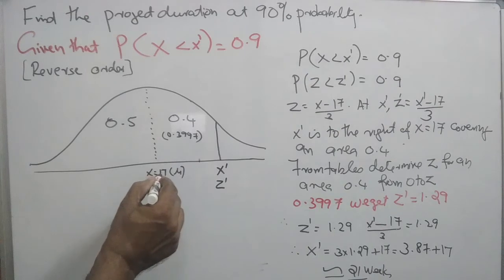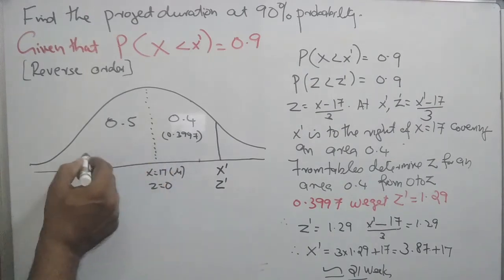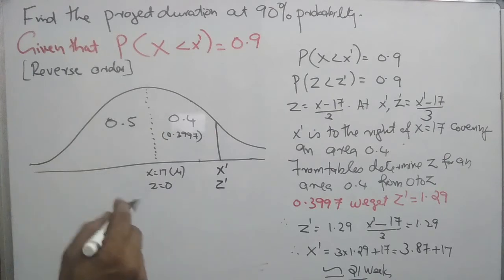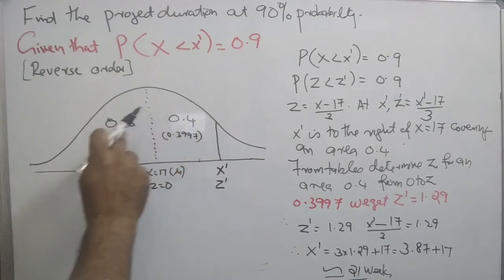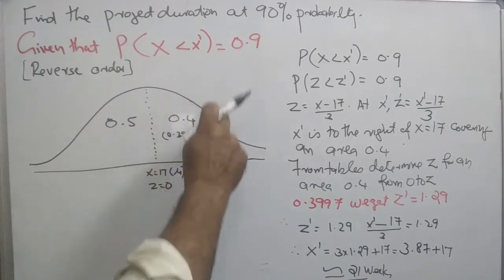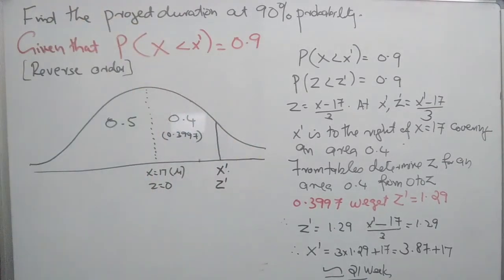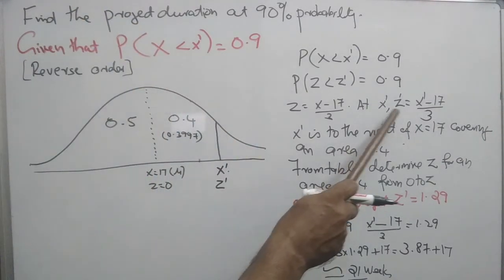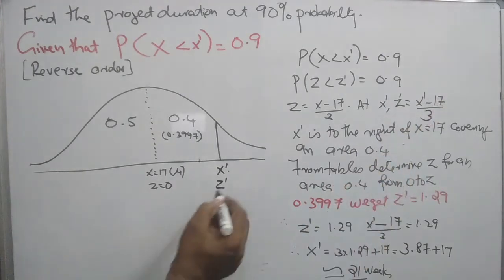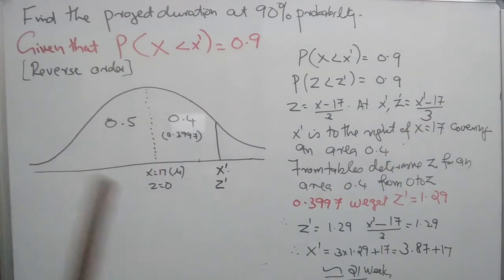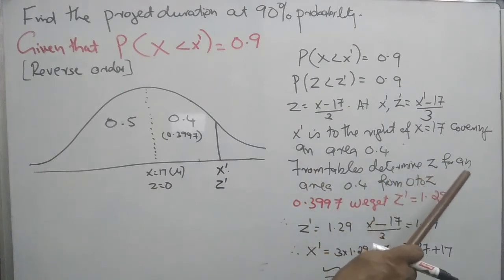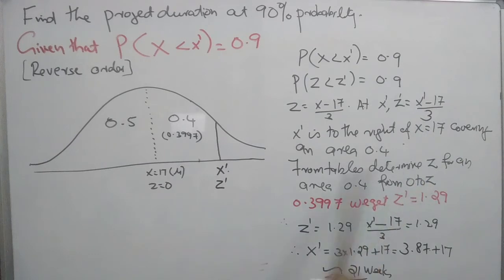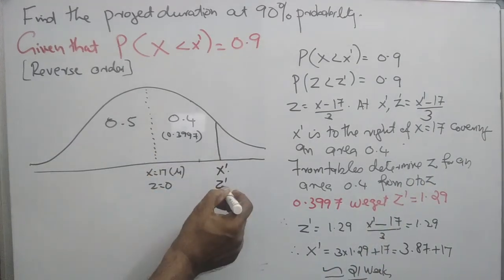Here x equals 17, Z is 0. The area to the left of 17 is 50%, 0.5. We want an area 0.9. Therefore, we move to the right by 0.4. Then the area is 0.5 plus 0.4, which is 0.9. Correspondingly, the position of x dash is there. At x dash, z dash is equal to (x dash minus 17) by 3. So first our problem is to locate z dash using the standard normal table. From tables determine z for an area 0.4 from 0 to z. Find this z dash.